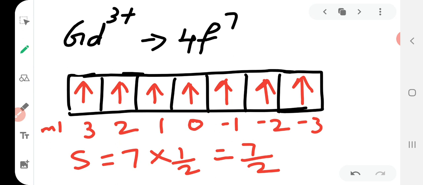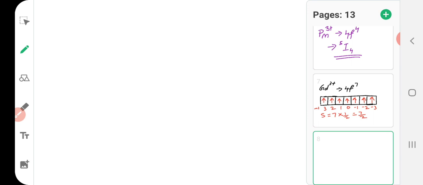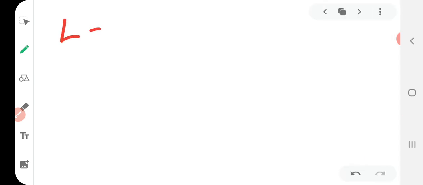And what is L value? That is the summation over ml. So adding all these values, that is 3 plus 2 plus 1 plus 0 plus minus 1 plus minus 2 plus minus 3, it gets cancelled. That is L is equal to 0. So we already stated this, L is equal to 0 for just half filled state.